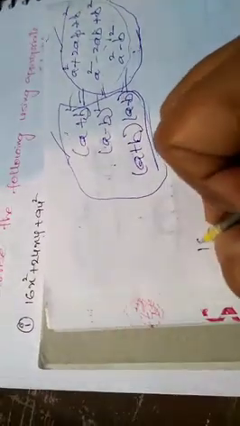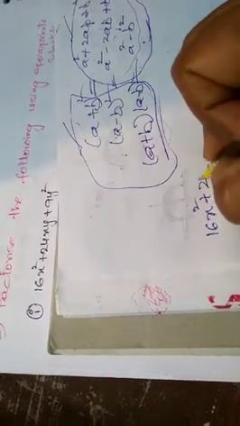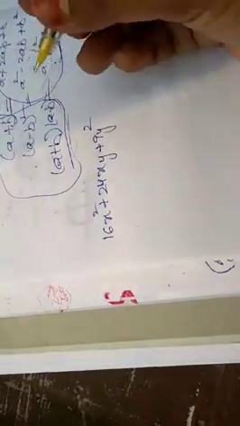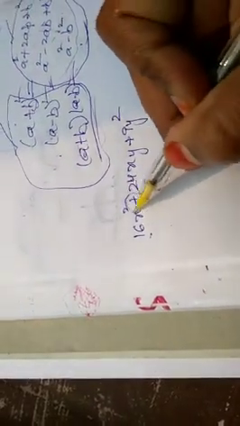So first question is 16x square plus 24xy plus 9y square. Simple, no need to worry here. See, 16 here, a square. Here you have plus, so it is like plus 2ab. Next we have plus this one, so plus b square. So it is in the form of a square plus 2ab plus b square.